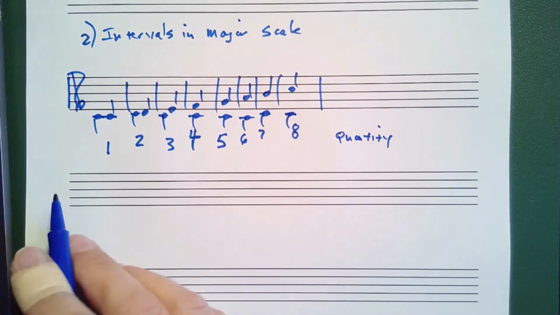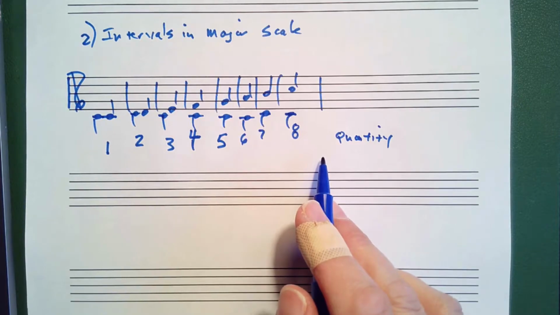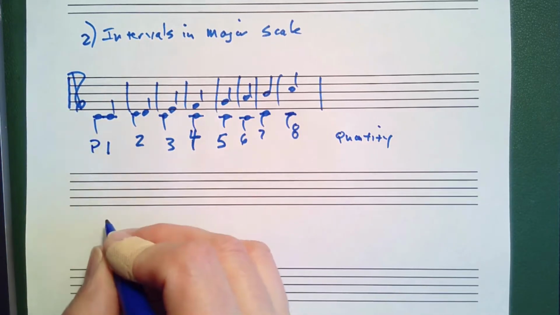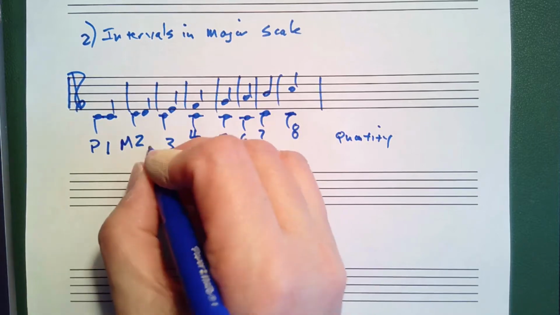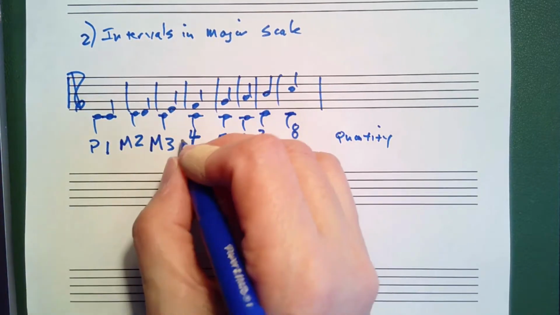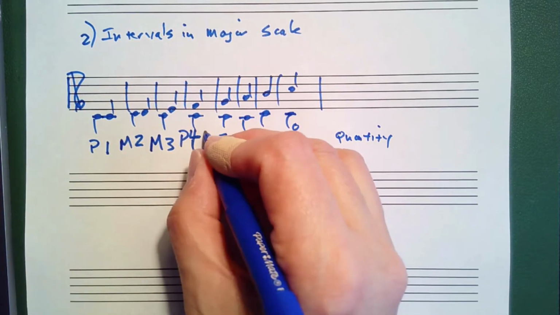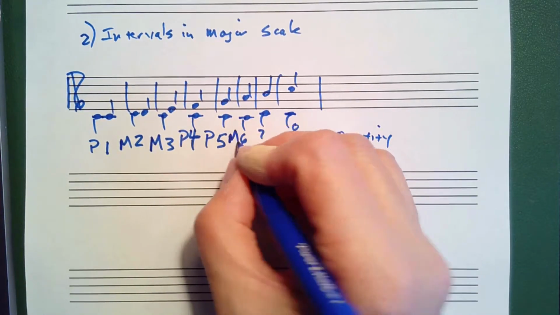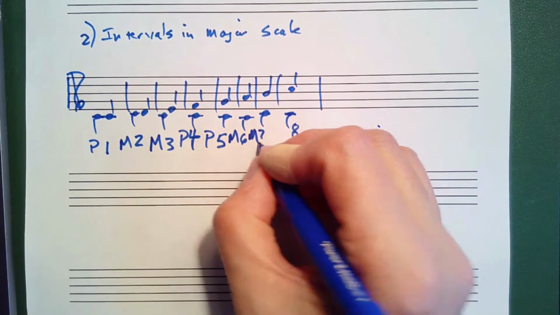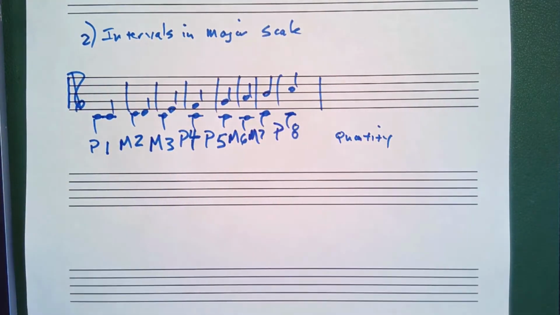And now we're going to add the quality to these intervals. And what we have is a perfect unison, major second, major third, perfect fourth, perfect fifth, major sixth, major seventh, perfect octave.